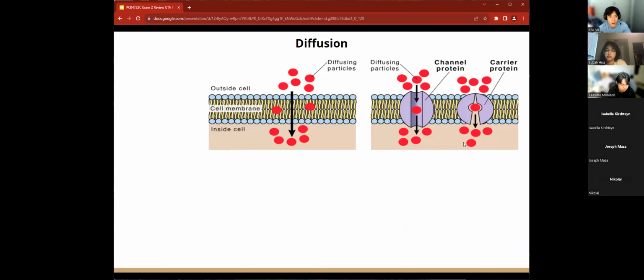So now let's talk more about diffusion or passive transport. There are 3 different types you should be aware of. Non-polar, hydrophobic, small particles like oxygen, like carbon dioxide, and even water. Water can actually diffuse through here.